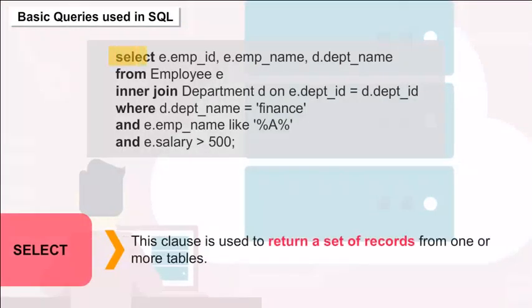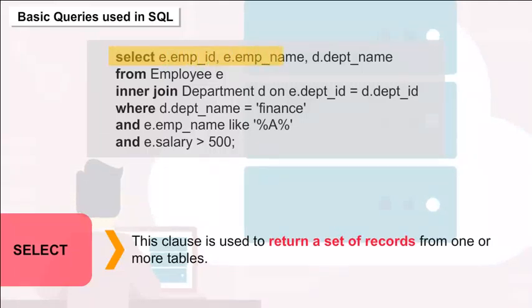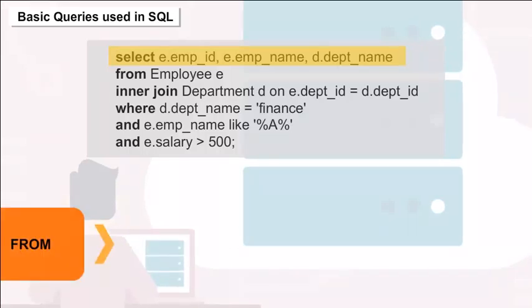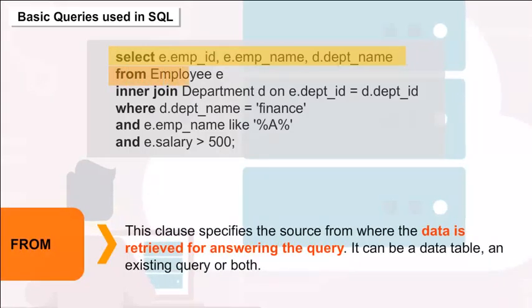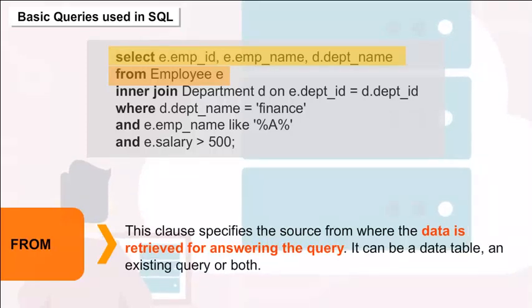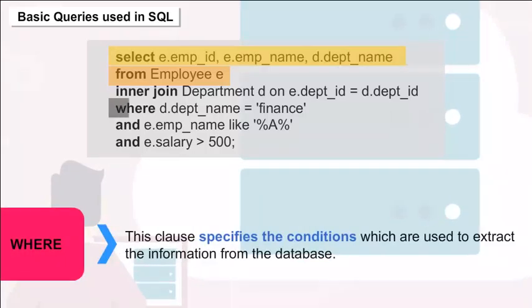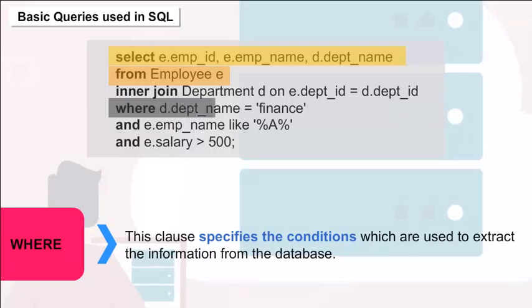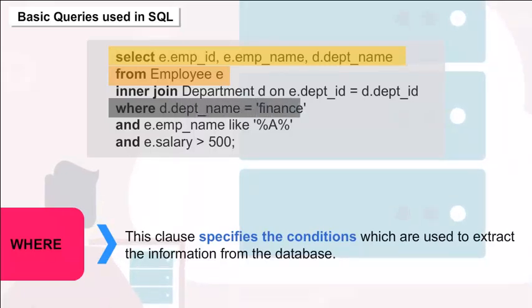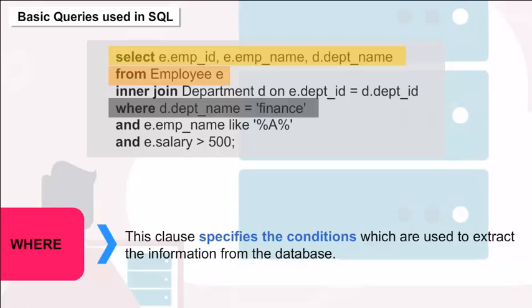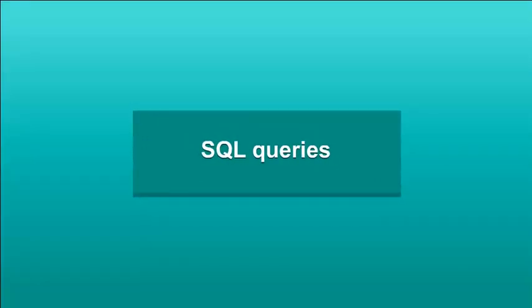Select. This clause is used to return a set of records from one or more tables. From. This clause specifies the source from where the data is retrieved for answering the query. It can be a data table, an existing query, or both. Where. This clause specifies the conditions which are used to extract the information from the database. SQL queries.